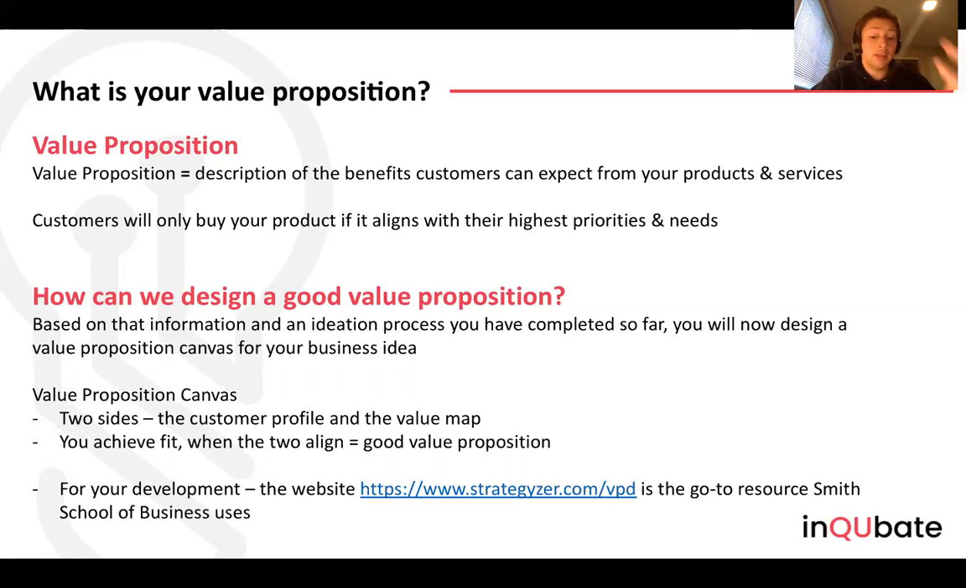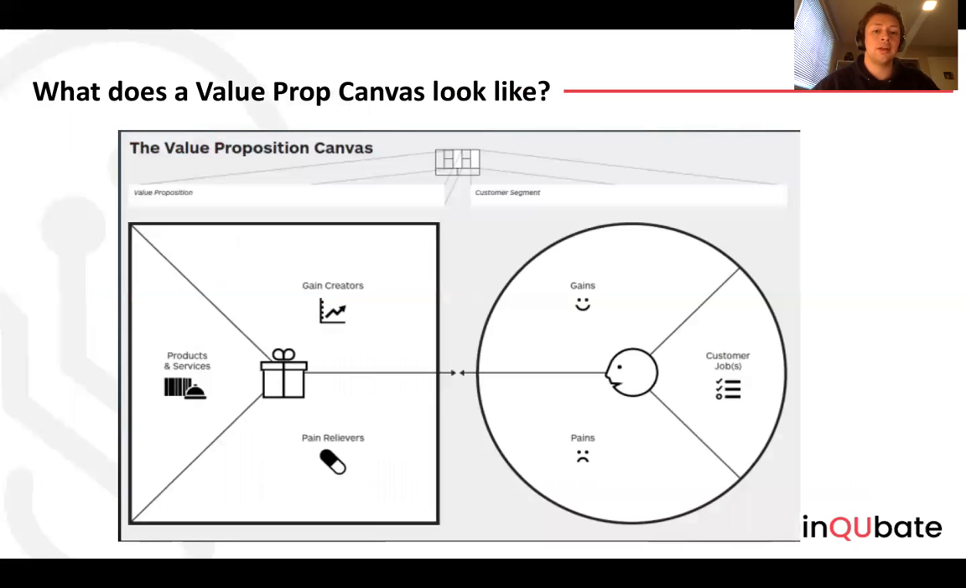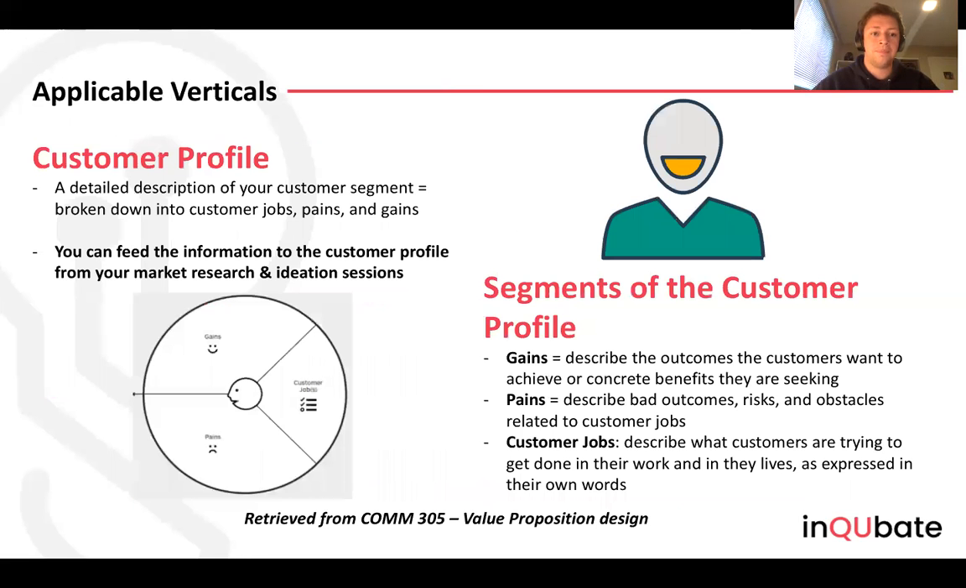For development, please use the website linked to this. It's the go-to resource for Smith School of Business and for most people starting on their value proposition canvas. So what does it look like? It looks like this template right here. As you can see, it breaks down into the left side, the value proposition, and the second side, the customer segment, each with descriptors in each and being able to match it all.